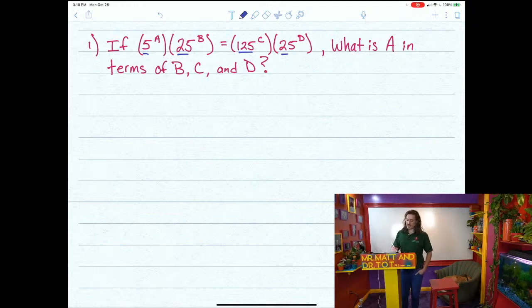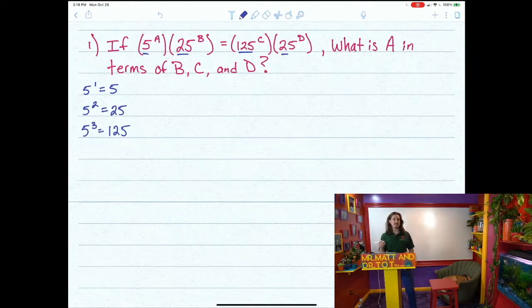So, for example, is there a number that we can exponentiate or raise to different powers that would equal 5, 25, and 125? And the answer is yes. So 5 to the first power is 5, 5 squared is 25, and 5 cubed is 125. So wherever I see 25, I'm going to substitute in, within parentheses, 5 squared. Wherever I see 125, I'm going to substitute within parentheses 5 cubed. Then we'll have all common bases, and then we're allowed to use the rules of exponents as we know them.